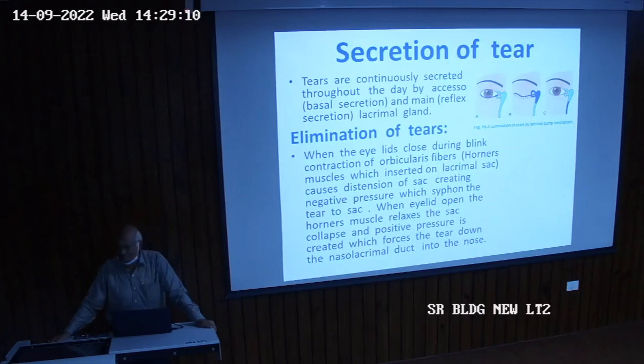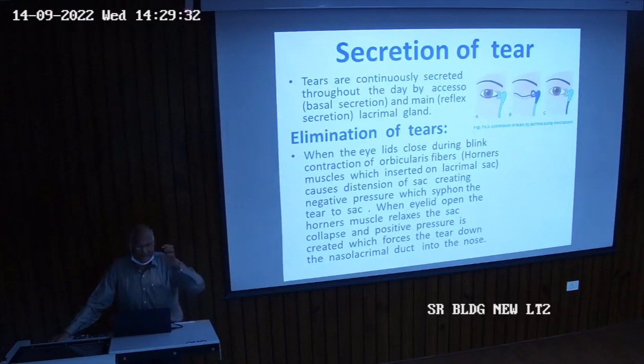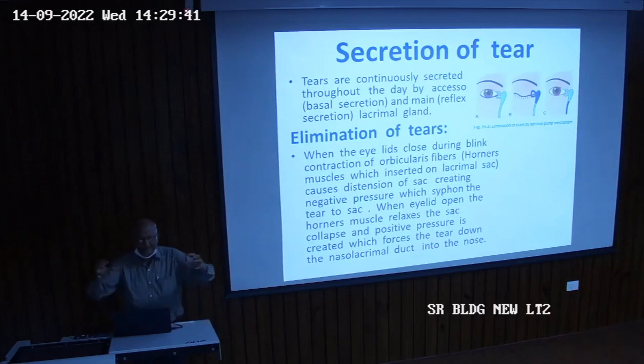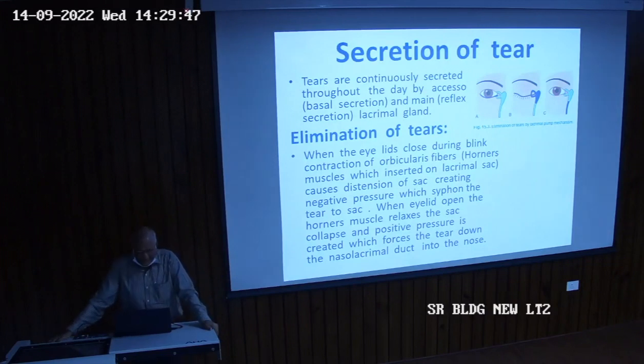This diagram clearly indicates what happens whenever the eye closes. During the blink, there is contraction of the orbicularis muscle, the orbital part and the preseptal part. There is one more part, the Horner's muscle, which is attached to the sac also. Whenever you blink, these muscles pull on the sac, so the sac is dilated. That is the mechanism. Orbicularis fibers of Horner's muscle inserted on the lacrimal sac cause distension of the sac, creating negative pressure, which siphons the tear into the sac.